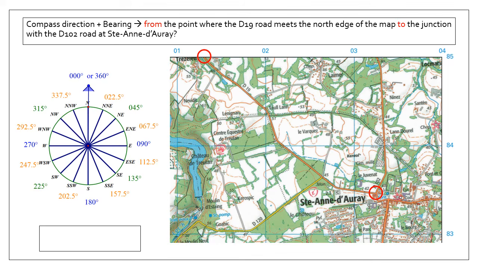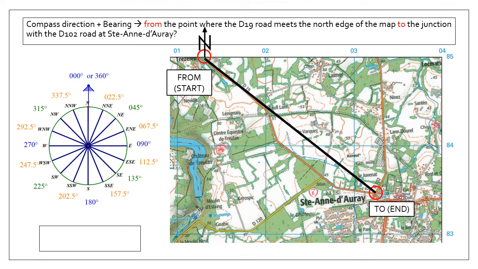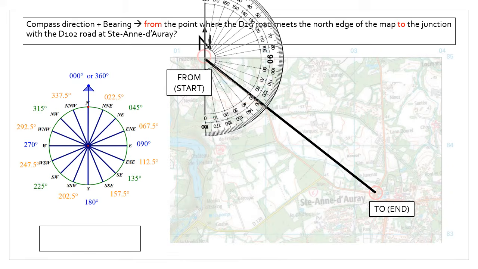And I need to work out the direction in which I'm going from. Now, it says here very quickly, I'm going from the point where the D9 road meets the northern edge of the map to the junction at the bottom. So where I'm going from and to, from is the start point, to is the end point. And again, that's really important for the next part. I'm going to draw a little arrow pointing northwards at the start. I'm then going to draw a straight line between the start and the end points, take out my protractor, and then work out the bearing.